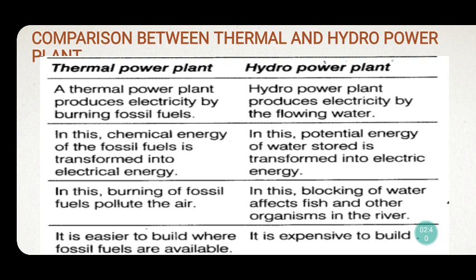Okay. In thermal, the chemical energy of fossil fuel or the energy of coal is converted into electricity, but in hydro power plant the energy of water is converted into electricity. Okay, efficiency wise the hydro power plant has more efficiency. And the burning of fossil fuel or coal will cause pollution. Means thermal power plant will cause pollution, but hydro power plant is eco-friendly, it is pollution free.